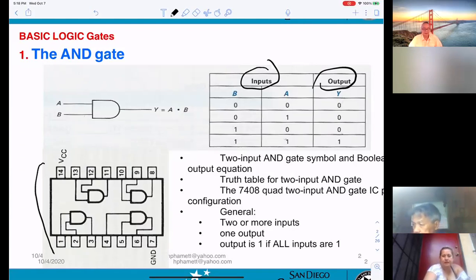If you have any question, you can just stop me, okay? This is very, very basic for digital circuitry.